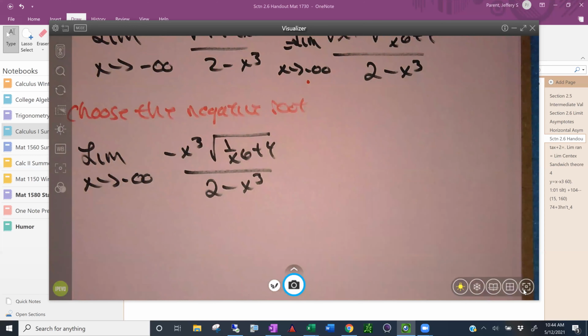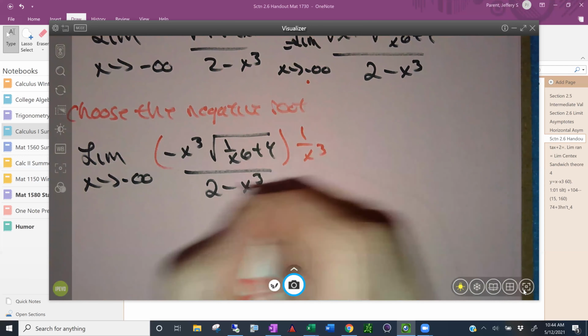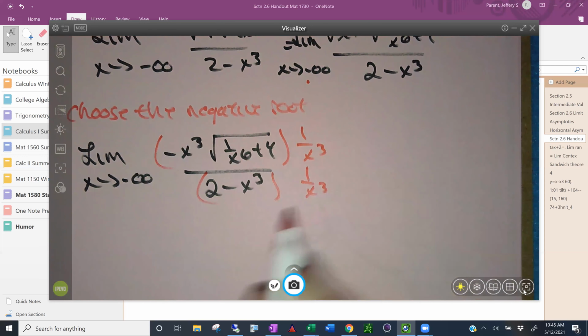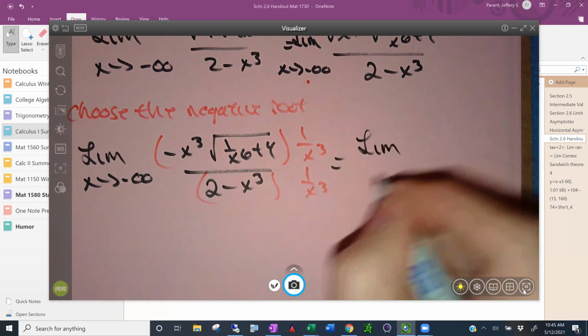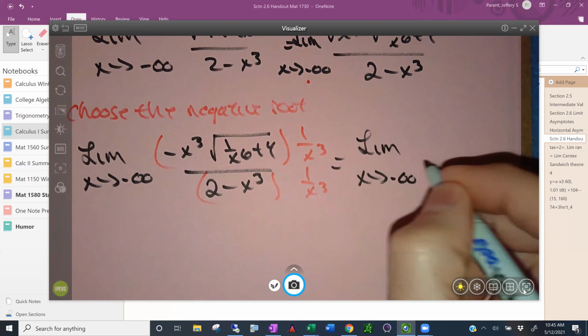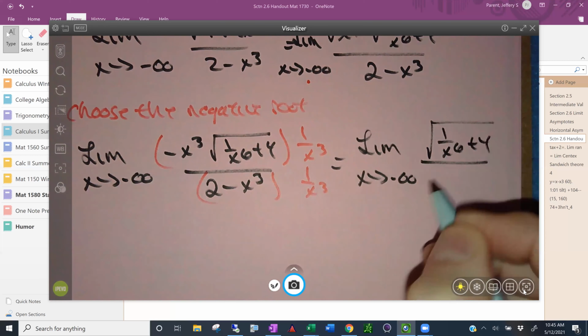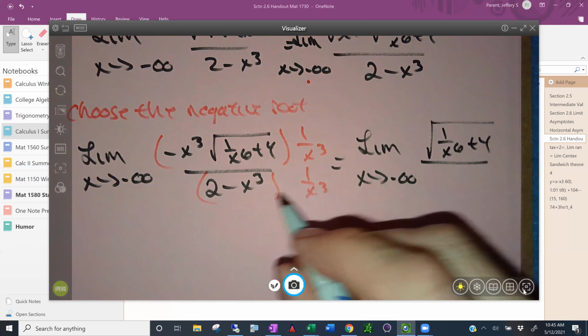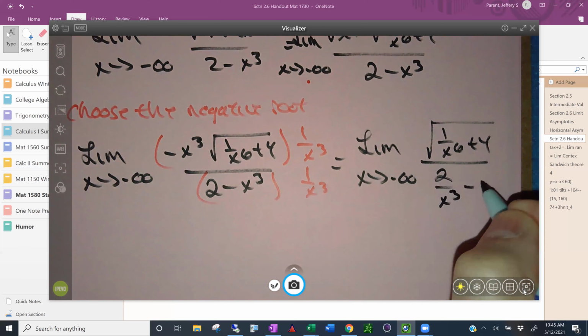All right, Marley, what power term should I divide everything by? X cubed. Yeah, so I'm going to multiply by 1 over x cubed and 1 over x cubed. The nice thing is that those two are going to cancel. So that's just going to leave me with the limit as x approaches negative infinity of the square root of 1 over x to the 6 plus 4, over 2 divided by x cubed minus 1.